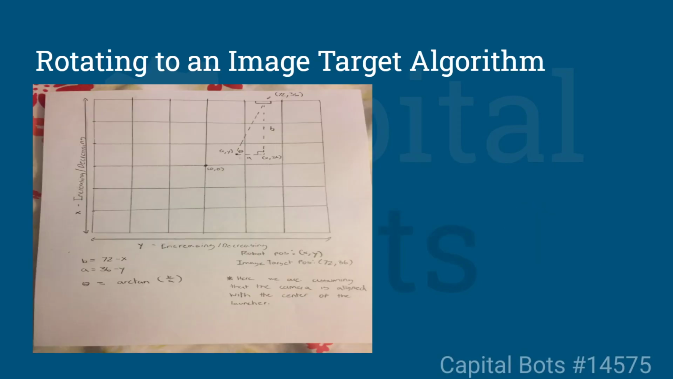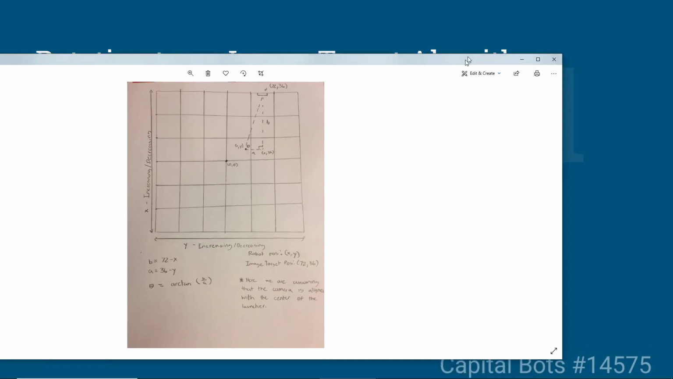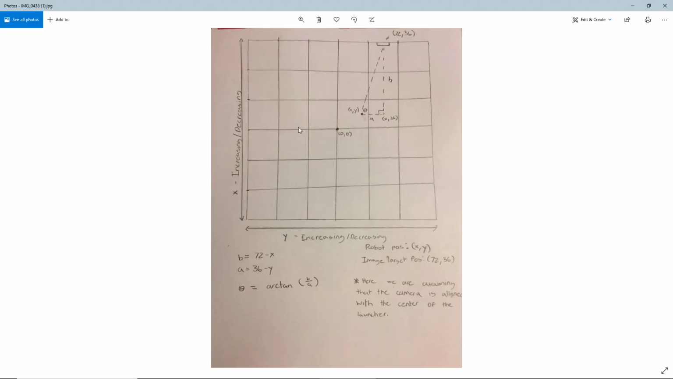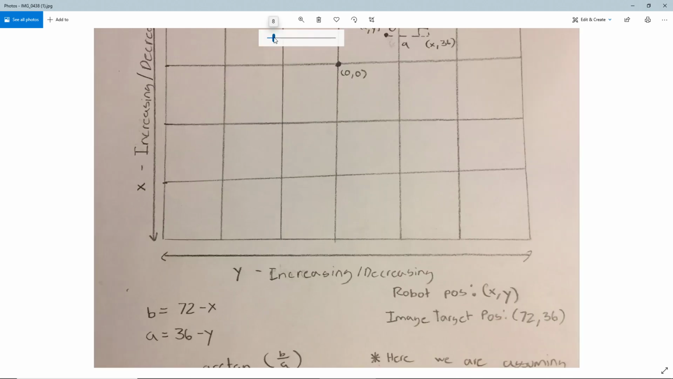So rotating to an image target, I'm going to briefly talk about the pseudocode. I've actually implemented this in FTC. I've coded it all, and I'll be talking about that in a future presentation. For now, I just wanted to give an introduction. I understand that this image might not be very clear, so I've pulled it up on a separate screen. Alright, so here, let me zoom in a bit.